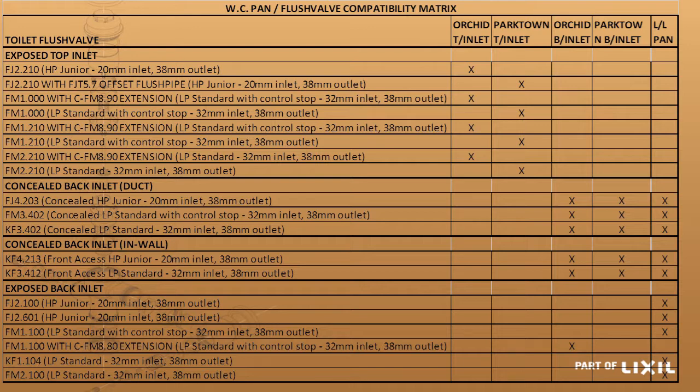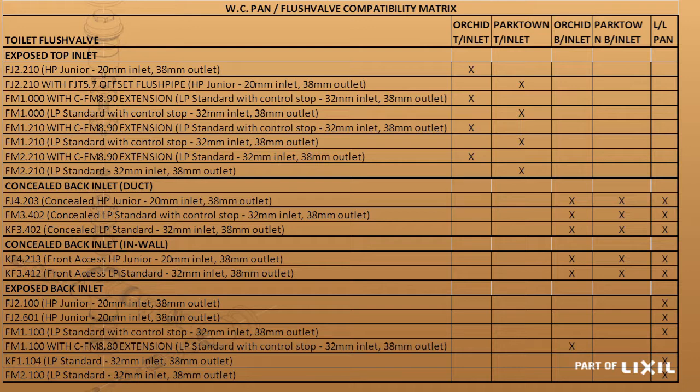Then you've also got a concealed back inlet, where the valve is situated inside the duct, and those three can be used in each of those three applications. Where we say ORCHID back entry, that also applies to all other wall hung back entry pans, and where we say Parktown back entry, that also applies to all other back entry back to wall pans. Low level pans as well, that applies to all low level pans. Then we have concealed back inlet in-wall flush valves, and there you see the same three categories. Those two are compatible with those three.